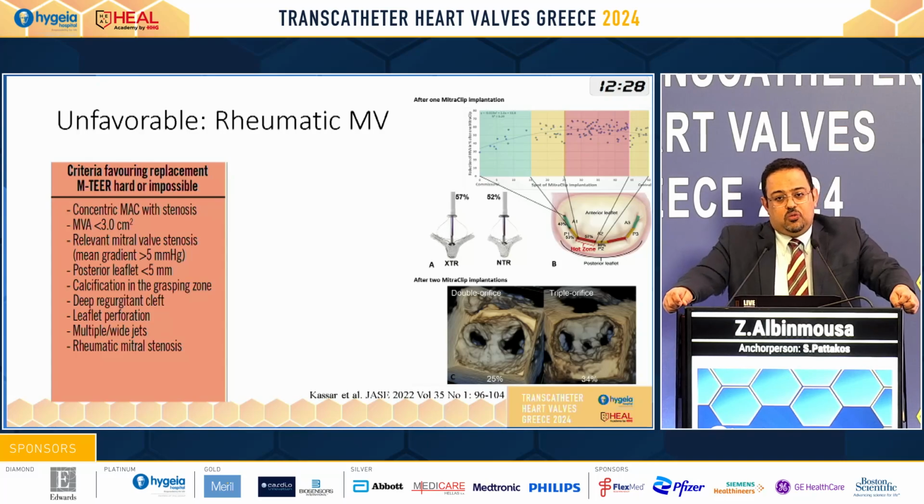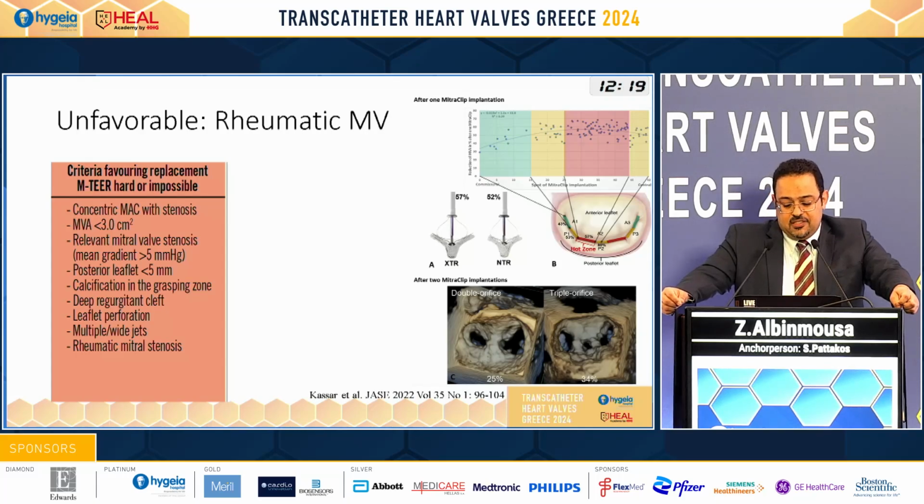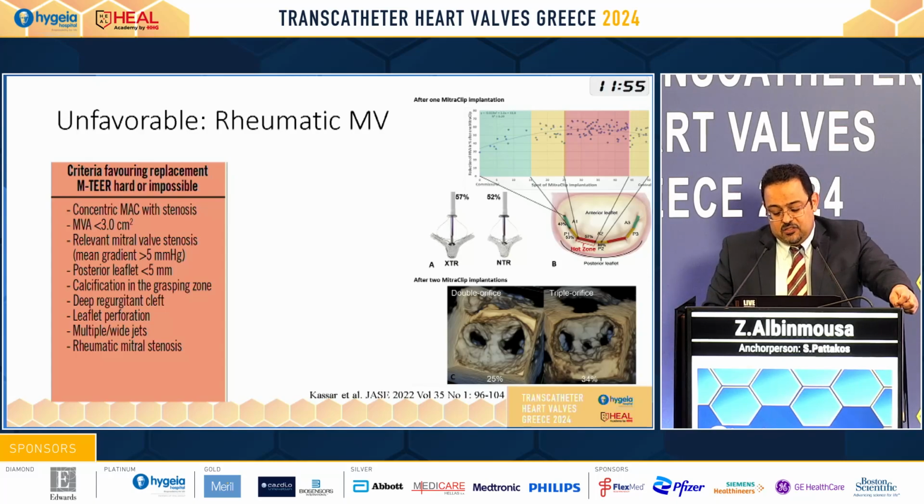I was always wondering why a smaller mitral valve area is less favorable, but this is clear from this study, which showed that using one clip will reduce the mitral valve area by 52 to 57% of the baseline area. If you add one more clip, you will end up with a further 25 to 34% reduction in the mitral valve area. So clearly, you don't want to treat patients with a mitral valve area less than 3 square centimeters.